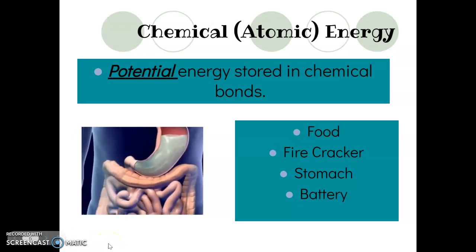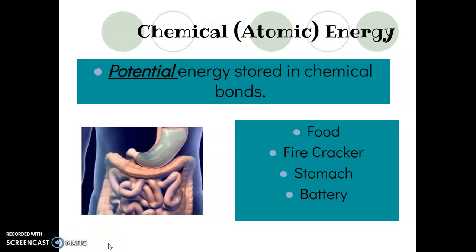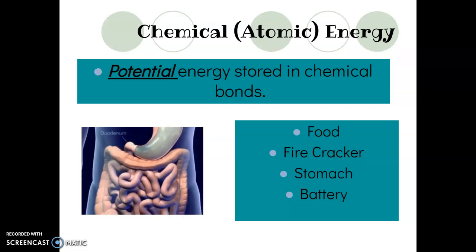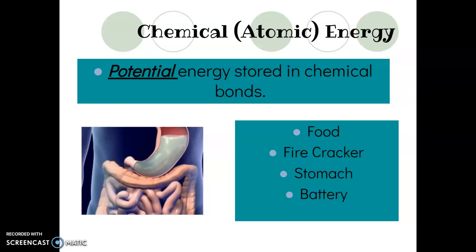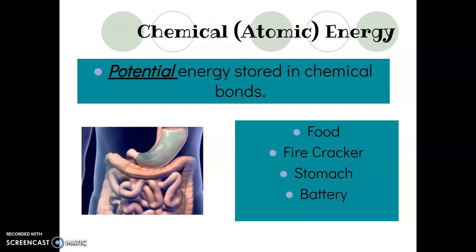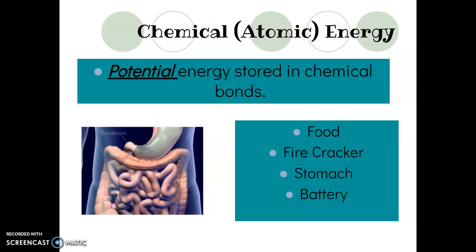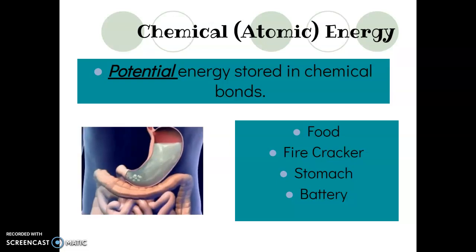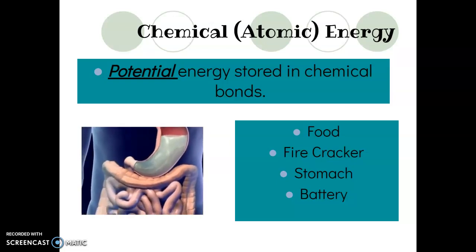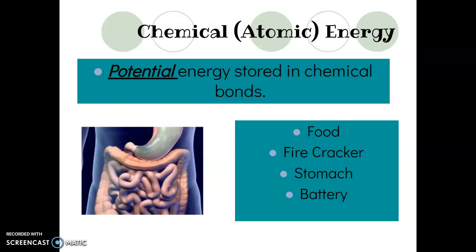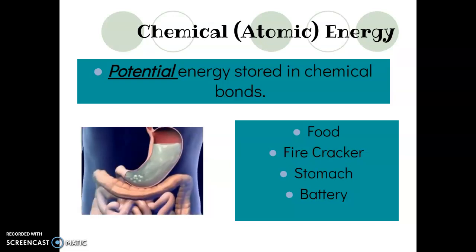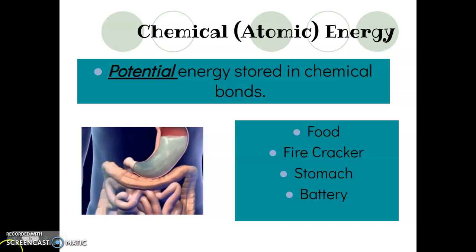Chemical energy, also known as atomic energy, is the potential energy that's stored in chemical bonds. So remember, when we eat, we get our energy from our food, and that energy, the potential energy, is stored in the chemical bonds of that food. Examples of this would be food, firecrackers, your stomach acid, and also a battery. A battery would hold potential energy as well.